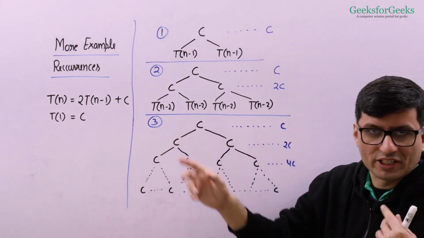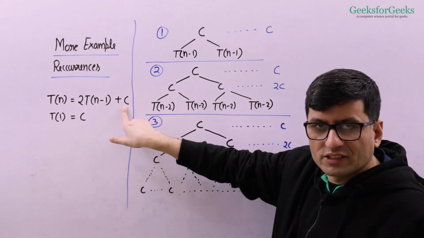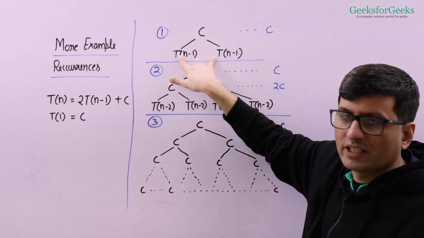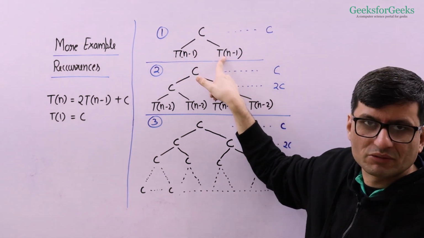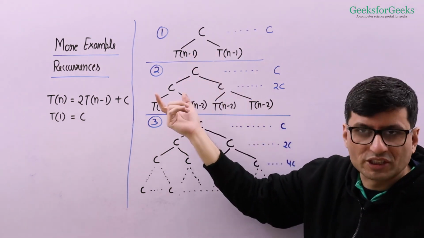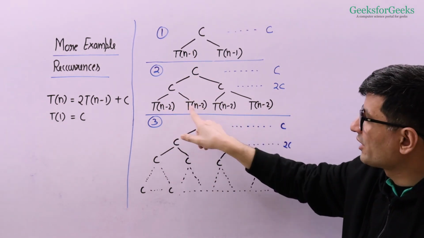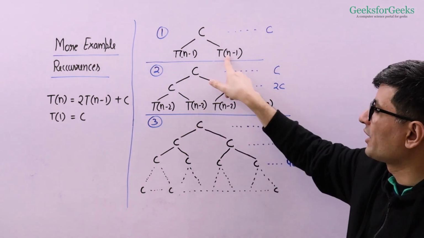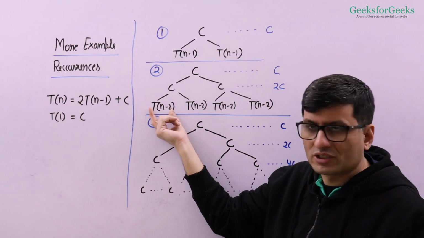So what we do in the recursion tree method is, as the first step, we write the non-recursive part as root and then we write the recursive parts as children, right? We write C and Tn minus 1, Tn minus 1. Then we again do the same thing. We write the non-recursive part as root and write the children Tn minus 2, Tn minus 2. Then we again do the same thing for this.